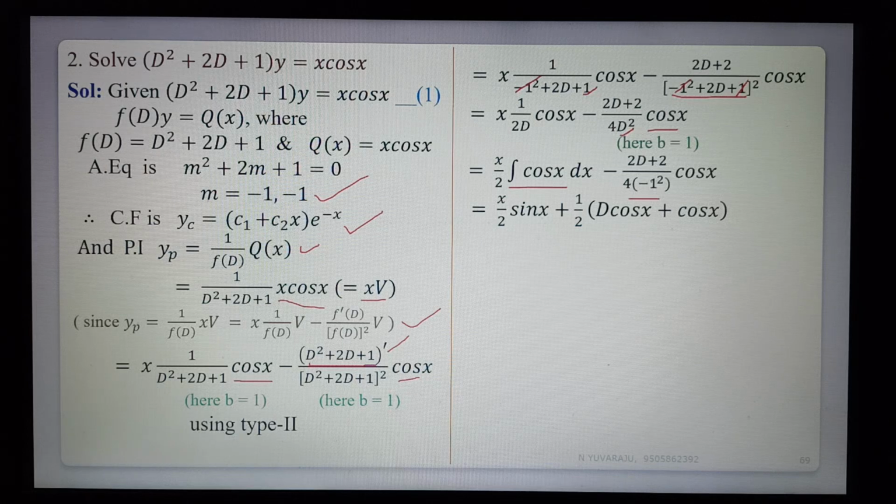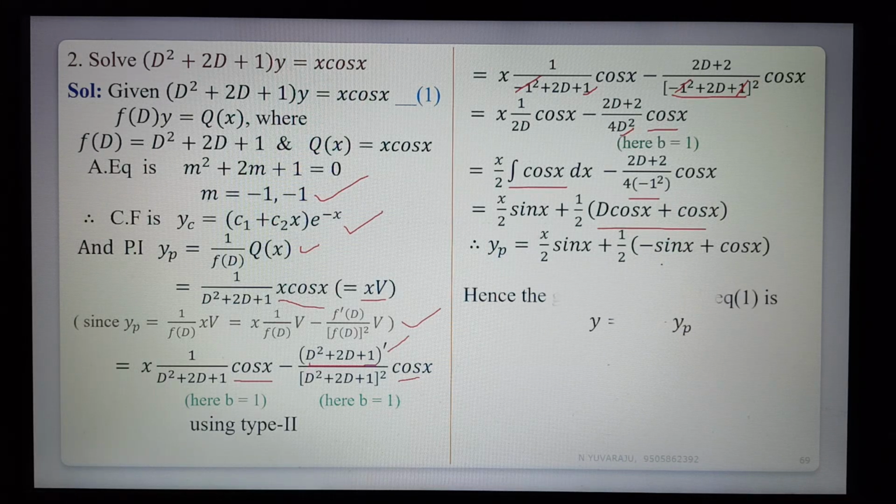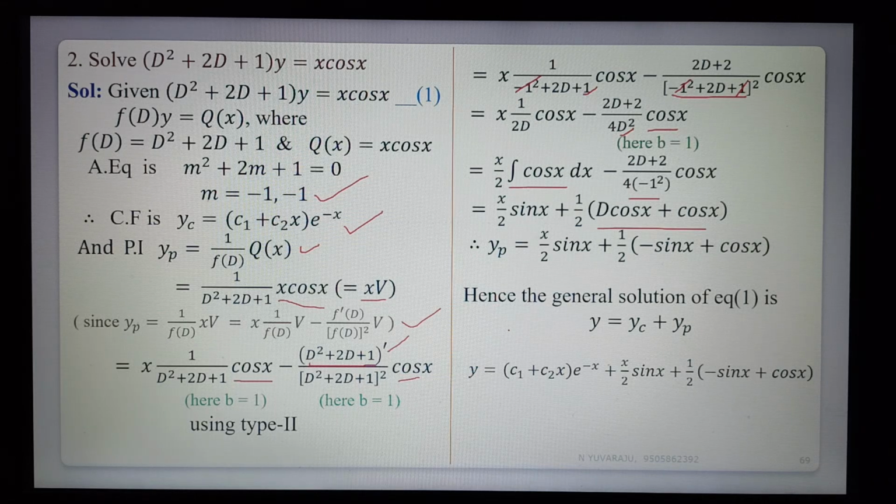So 1/2, taking 2 common, 2/4, that is (1/2)(D cos x + cos x). That is yp = (x/2) sin x + (1/2)(−sin x + cos x). This is the yp. Therefore the general solution is adding yc + yp.